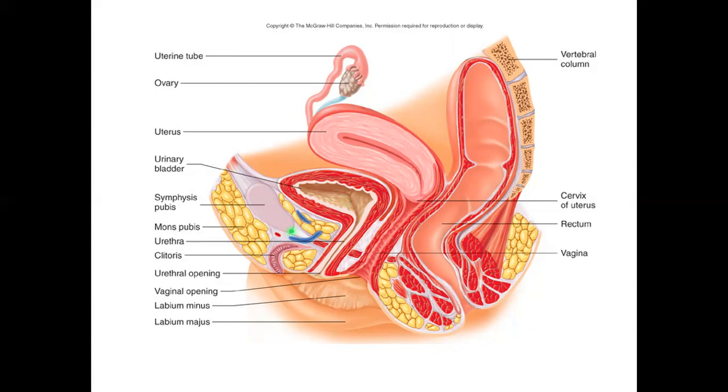Another thing too, notice here's your pubic symphysis, right? So here's your pubic bone. The bladder and then the uterus is right behind that. And so when a woman is pregnant, the uterus grows, right, and smacks that urinary bladder right against that pubic symphysis. And so that's the urgency to pee or urinate.